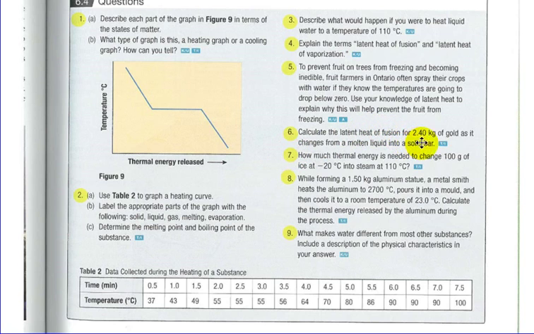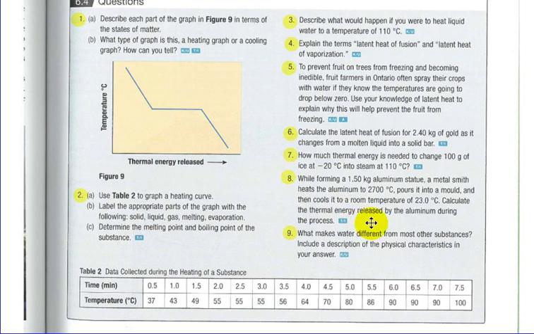And these last 4 questions deal with the calculations that we looked at. Calculate the latent heat of fusion for 2.4 kg of gold as it changes from molten liquid to a solid bar. So change in state there. How much thermal energy is needed to change 100 grams of ice at -20 into steam? Oh, there's that big question I was telling you about. It's water here. We're starting at a -20. Then it's going to melt. Then it's in the liquid form. Then it's going to vaporize, then reach that. So that actually hits all 5 parts of that graph, folks. So there'll be 5 calculations in that question.